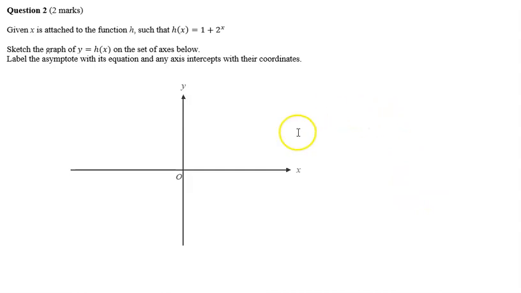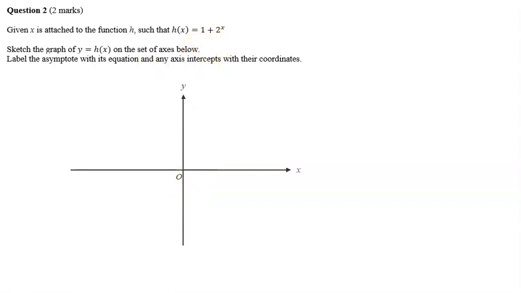Question 2, 2 marks as well. Given the function h such that h of x is equal to 1 plus 2 to the power of x, we're going to sketch h of x on this axis below. And we're also going to label the asymptote with its equation and any axis intercepts with their coordinates.